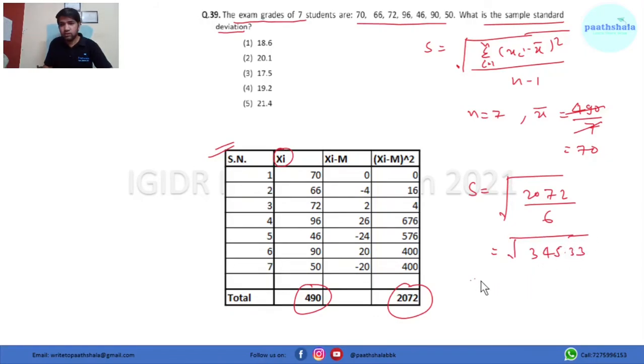345.33. Okay, so you know that the square of 18 is basically 324, and the square of 19 is 361. So this value is lying between 18 and 19. So we have only one option, that is 18.6. So option 1 is the right option.